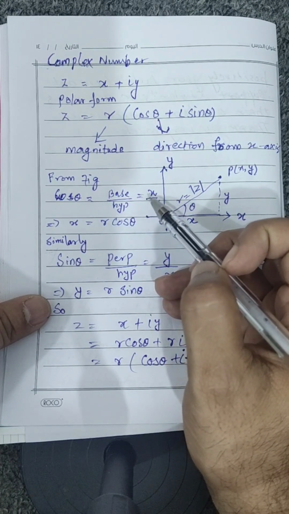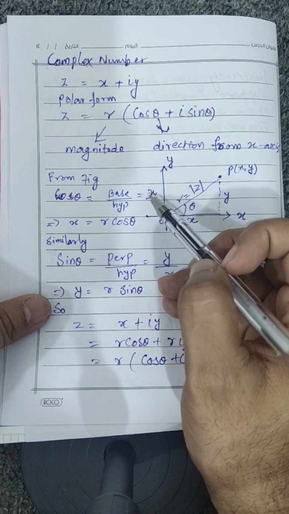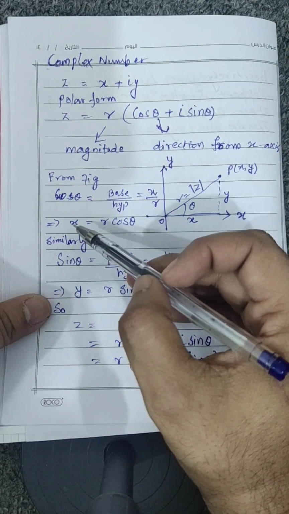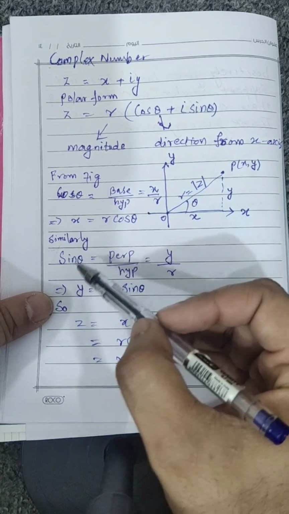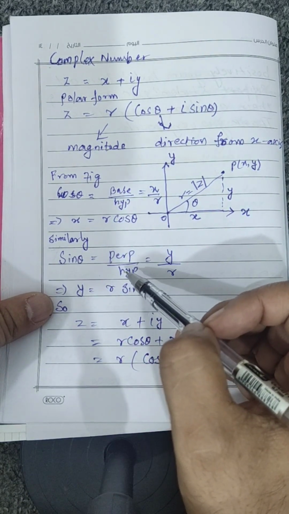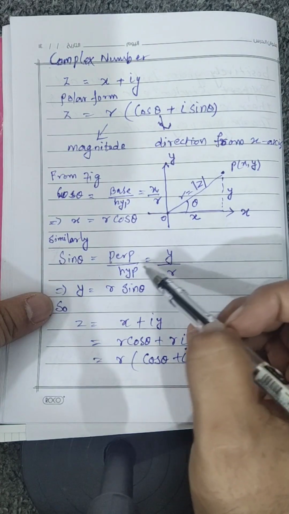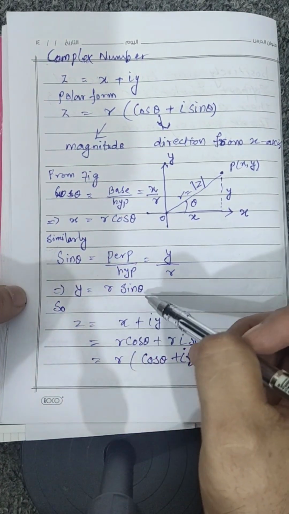So cos θ is equal to x over r, and if we find the value of x, we get x = r cos θ. Similarly, sin θ is equal to perpendicular over hypotenuse, and here the perpendicular is y and the hypotenuse is r. So y = r sin θ.